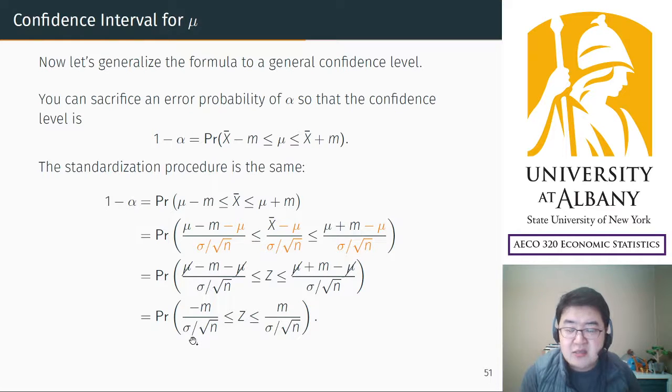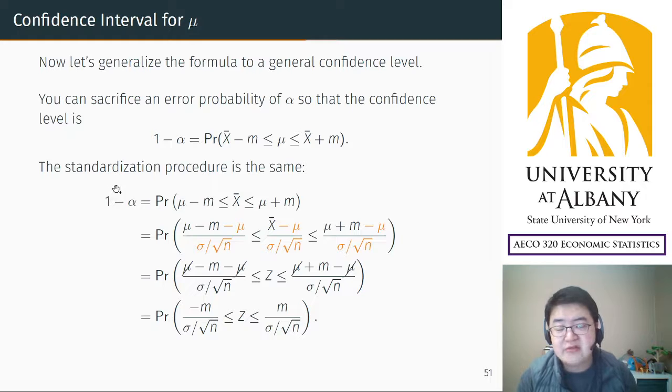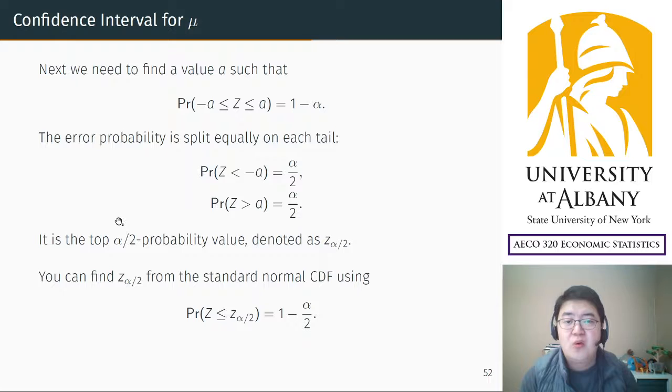So in the end, you get the same expression for the confidence level. This part does not change. The only thing that changes in this generalization is the number on the other side. Previously it was 95%, but now you have 1 minus alpha instead of 95%. So now the actual problem is this one.